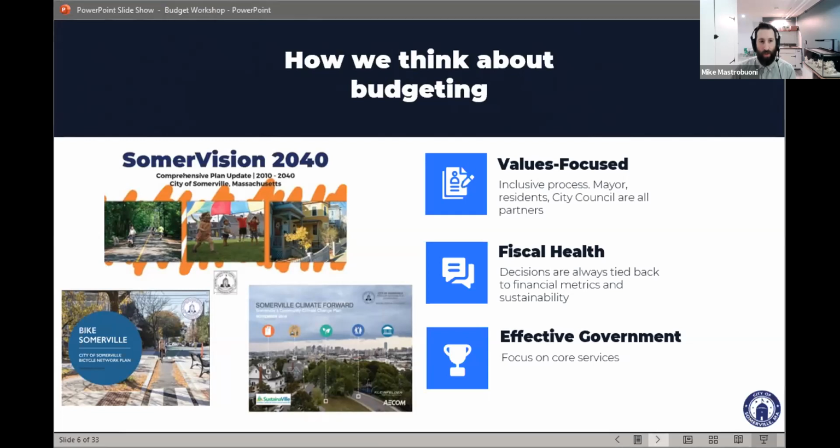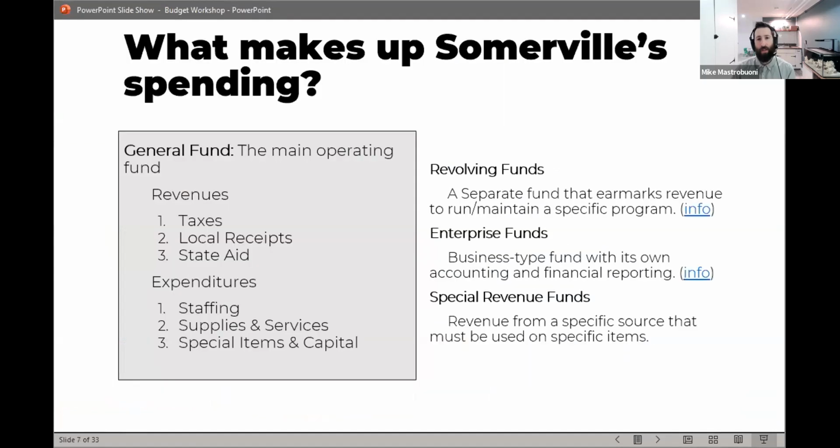So getting a little bit deeper, when people talk about the budget in Somerville, almost always what they're referring to is that gray box on the left side. It's called the general fund. That's our main operating fund. On one side, you have revenues coming in, things like taxes, whether it's property tax or meals tax, local receipts, which are fees and permits and things like that, and then state aid, which is money we get from the Commonwealth. On the other side of that budget, expenditures, staffing, supplies and services, and then some other kind of different items like special items and capital. We'll get into a little bit more about what those are.